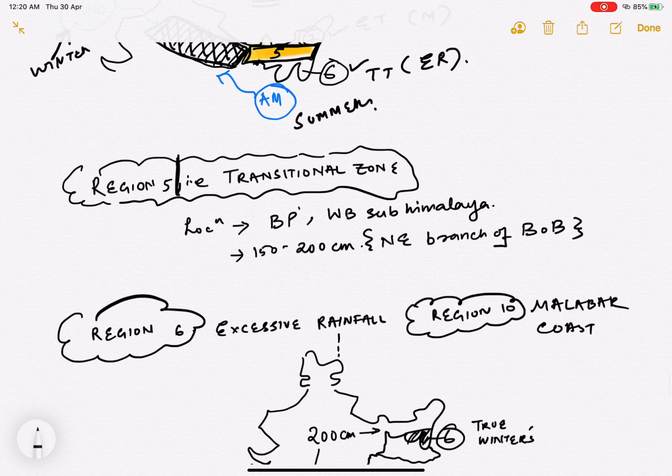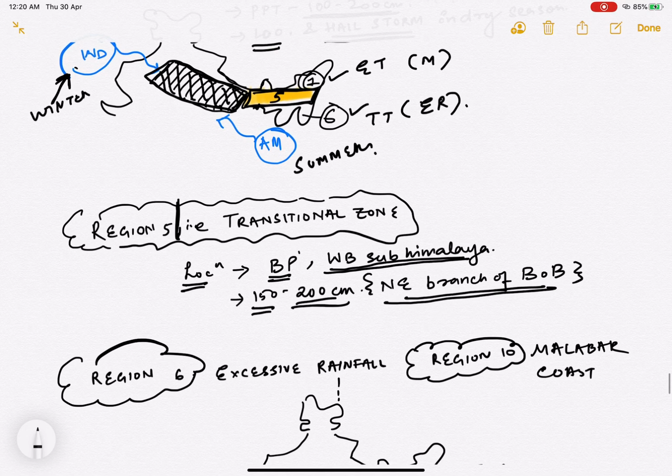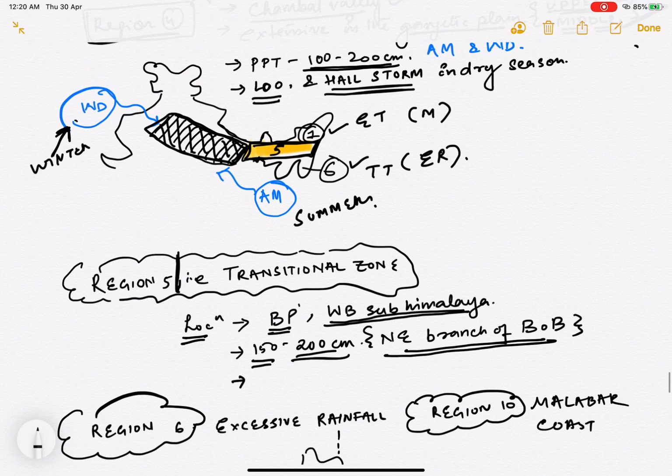Next, look at this. The region 5 location is basically in the BP. BP means the Brahmaputra plains, and the WB of the sub-Himalayas, that is West Bengal sub-Himalayas. What is West Bengal sub-Himalayas? Darjeeling. Next, it gives a precipitation of 50 to 150 to 200 centimeter, effective of the northeast branch of the Bay of Bengal. But remember this, another thing you also need to mention is that the western disturbances do not affect the region 5. Obviously, you know why, because of the distance.